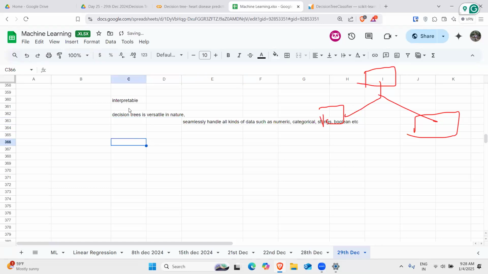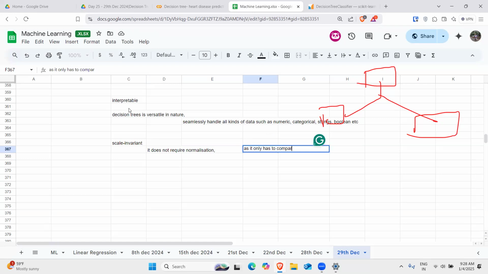A decision tree is also scale invariant. What do I mean by that? It is not affected by different scales. You do not need to use normalization or standardization, as it only has to compare the values within an attribute.